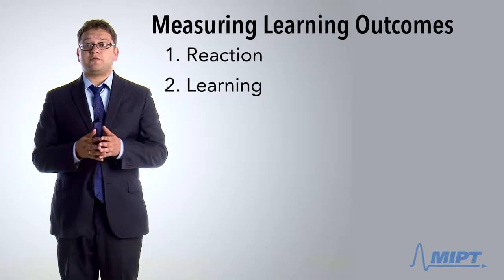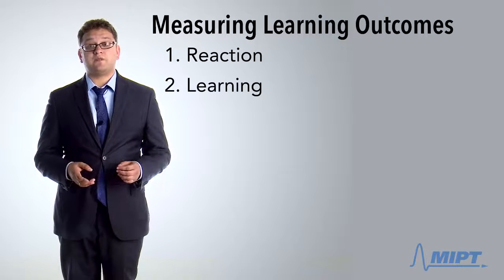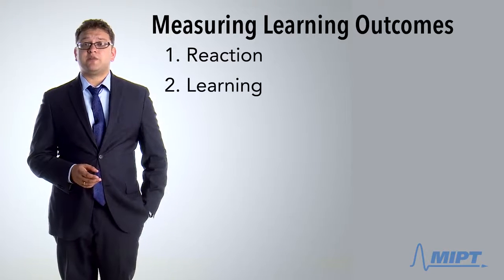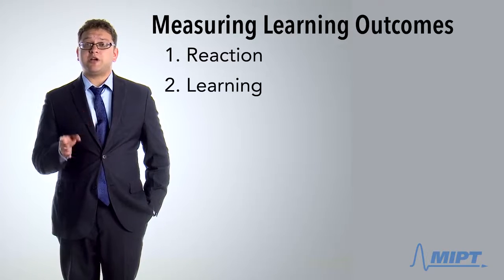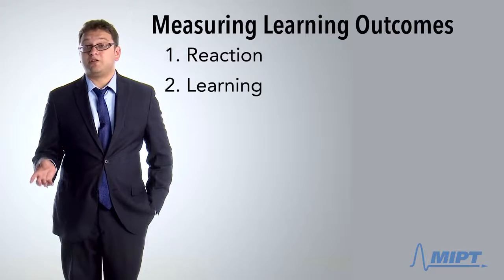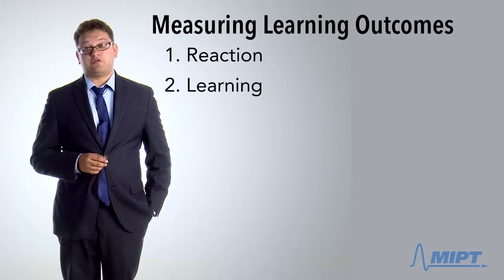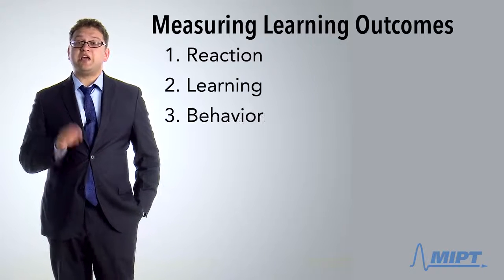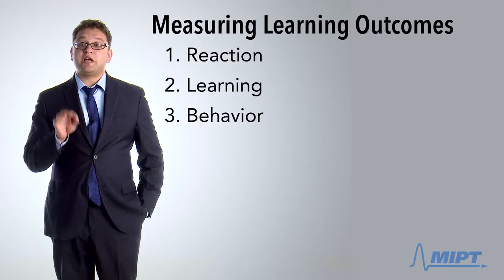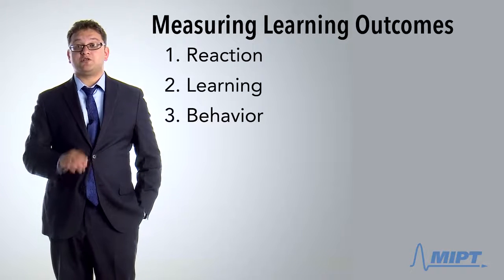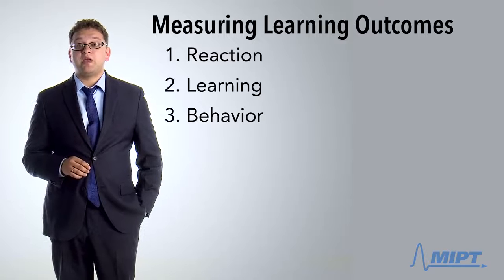That can be measured, for example, with tests or interviews. It's important to measure this because knowing what your trainees are learning and what they're not learning will help you improve future training. Level 3 is behavior. It measures whether demonstrated behavior changed as a result of the training.